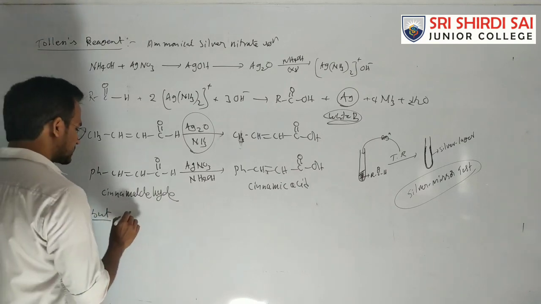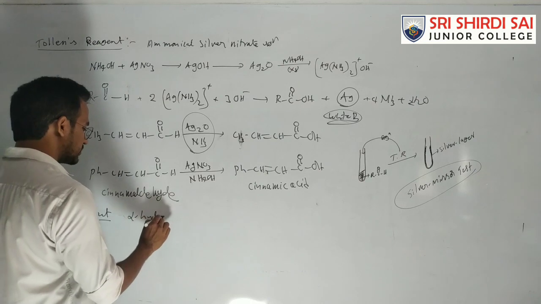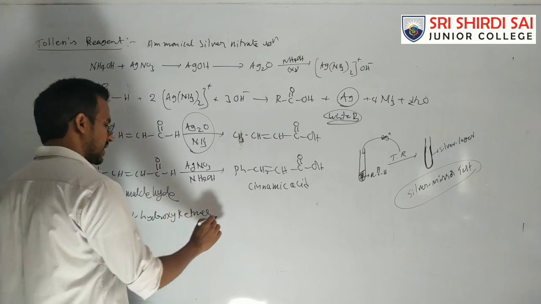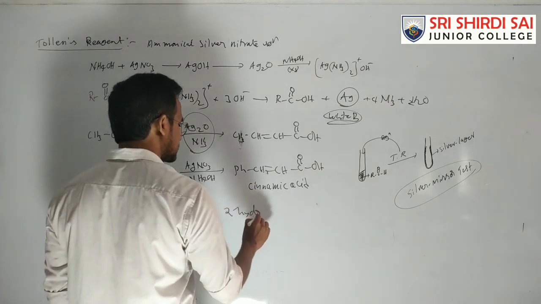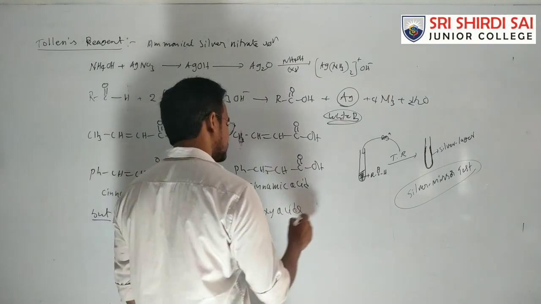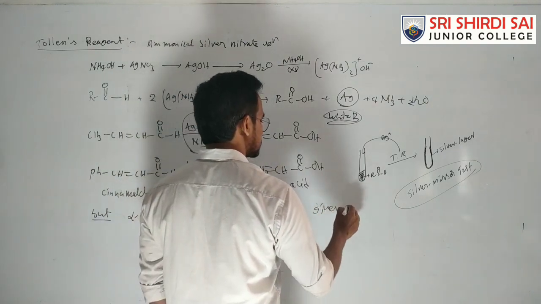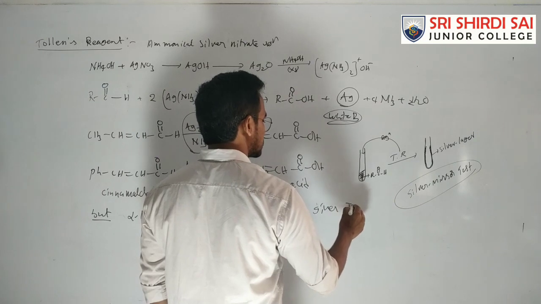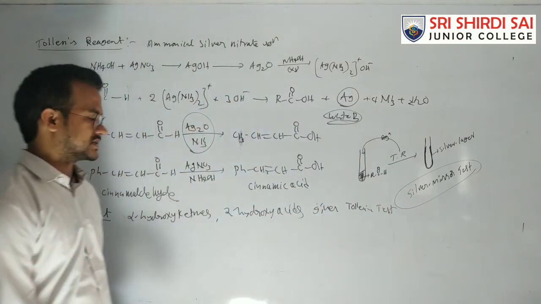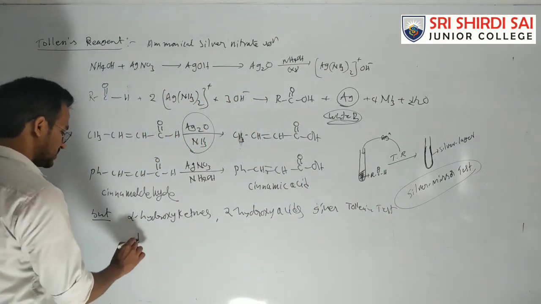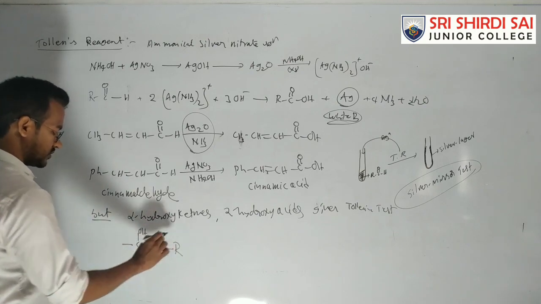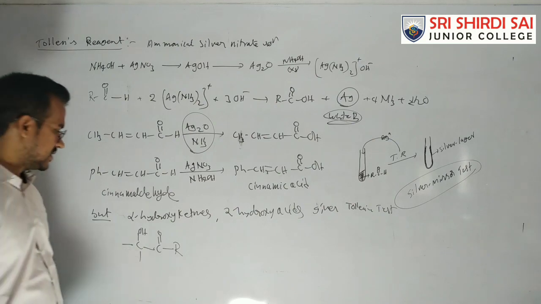alpha hydroxy ketones and alpha hydroxy acids give the Tollens test, or silver mirror test. For example, suppose this is an alpha hydroxy ketone.